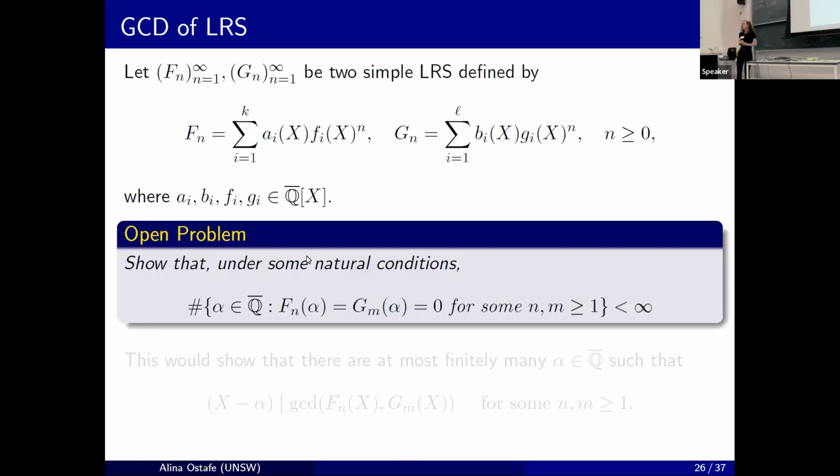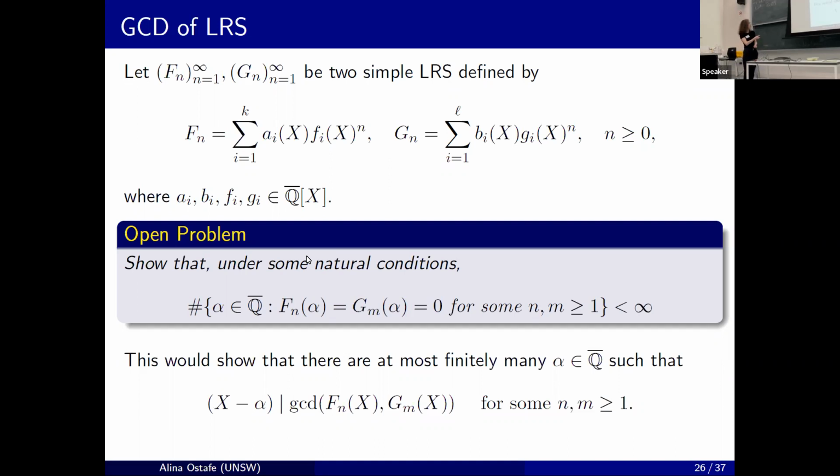Let me recall the problem that I mentioned after the result of Amoroso, Masser, and Zannier, that we would like to show, under some conditions, that the set of algebraic numbers alpha that are roots of any two polynomials F_n and G_m is a finite set. So this should be a very unlikely event. And this will give that there are finitely many alpha such that x minus alpha divides the GCD of F_n and G_m for some n and m.